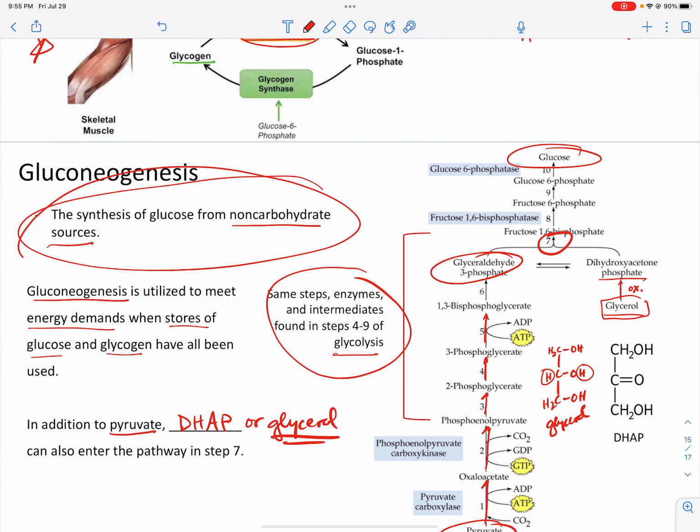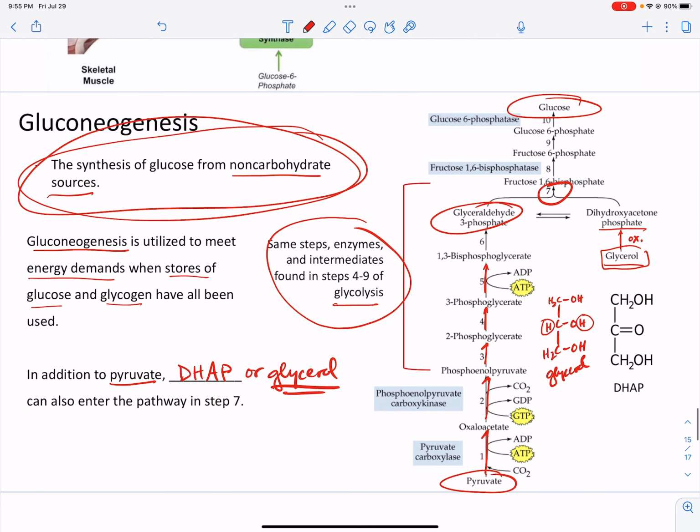So this is the major thing I want you to take away from this slide, and I have scribbled all over it. But that gets us to the end of chapter 22, and I hope you send me your questions.